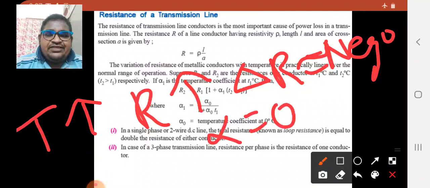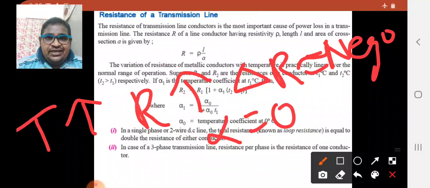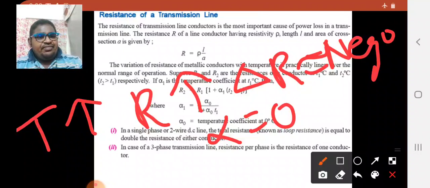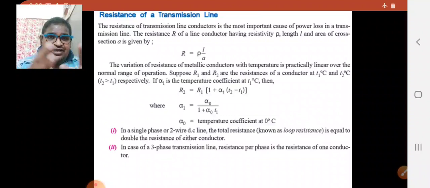Suppose, for example, the temperature of the material is increased from 20 degrees centigrade to 200 degrees centigrade, or from 20 degrees centigrade to 1000 degrees centigrade. If the resistance of the material changes from 200 ohms to 201 ohms, then we say that material is a zero temperature coefficient material. So that is the temperature coefficient and the various types of temperature coefficient materials.